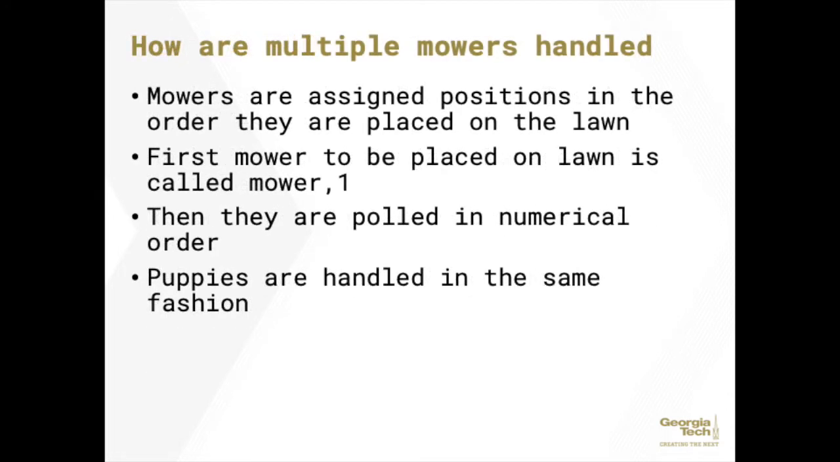How are multiple mowers handled? Mowers are assigned positions in the order they are placed on the lawn. The first mower to be placed on the lawn will be labeled mower 1, and the second mower to be placed on the lawn will be labeled mower 2. You can think of these labels as mower positions or ranks. They will be polled numerically. The puppies are handled in the same fashion as well.